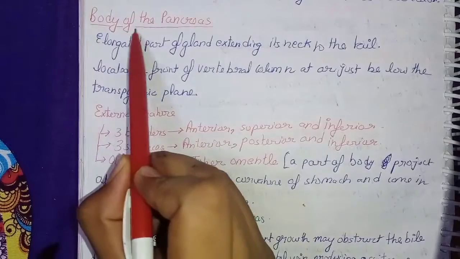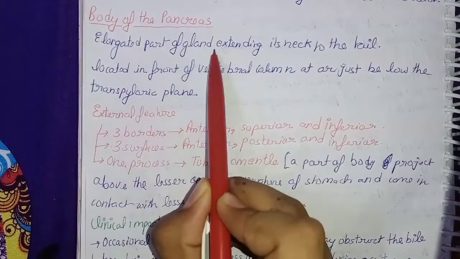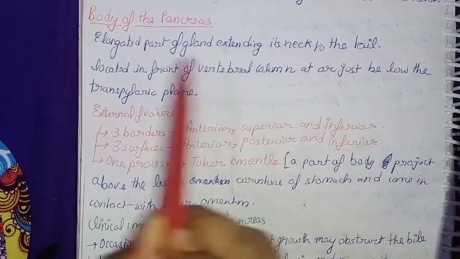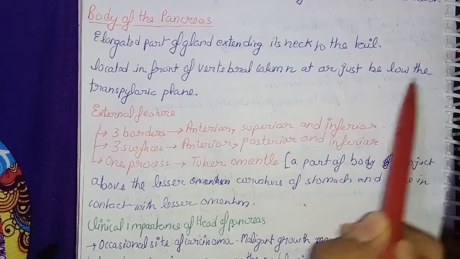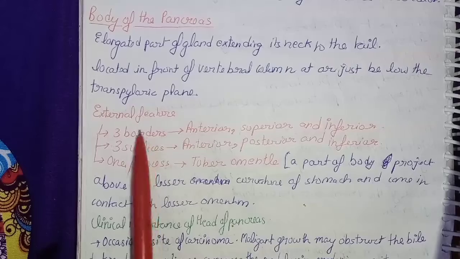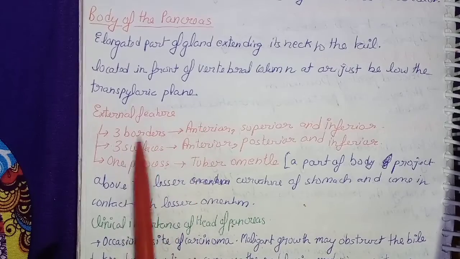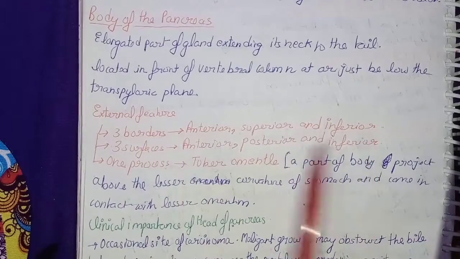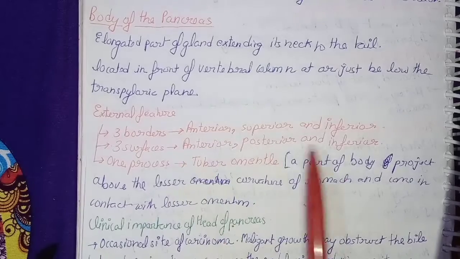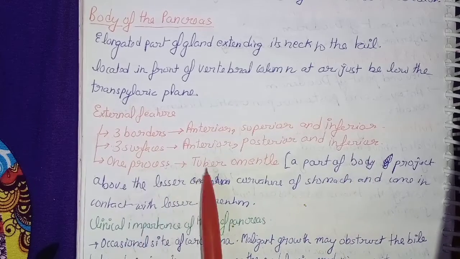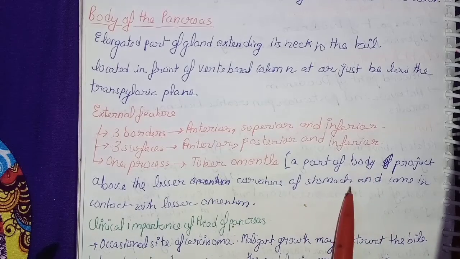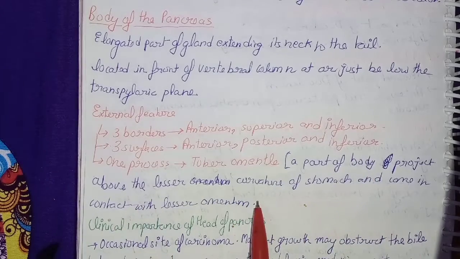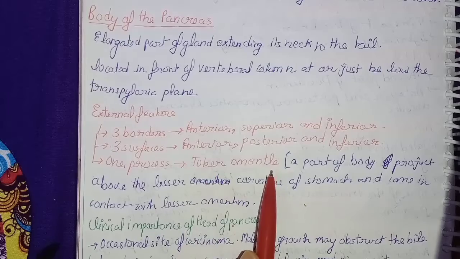Now coming to the body of the pancreas. It is the elongated part of the gland extending from the neck to the tail, located in front of vertebral column or just below the transpyloric plane. Its external feature is, it consists of 3 borders, anterior, superior and inferior, and consists of 3 surfaces, anterior, posterior and inferior. One process, tuber-omental. A part of body projects above the lesser curvature of the stomach and comes in contact with the lesser omentum. This is called the tuber-omental.